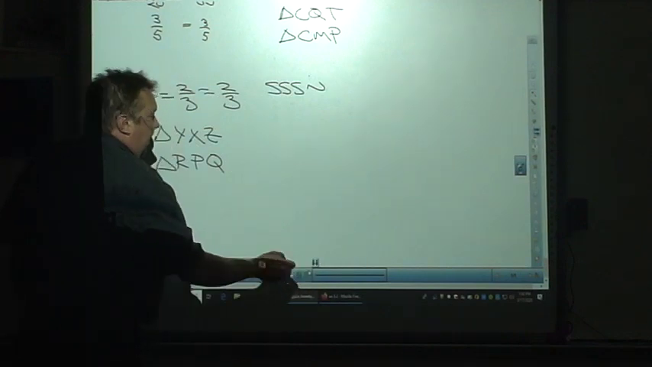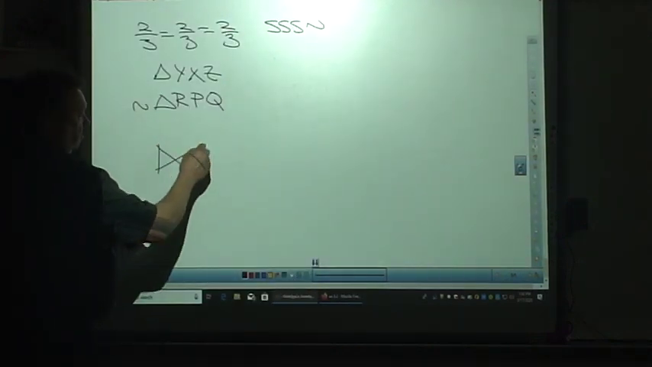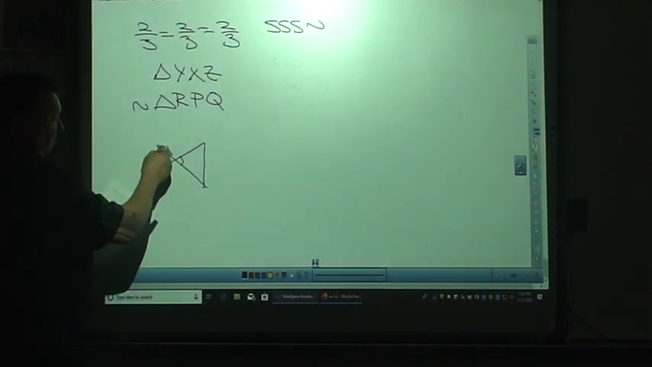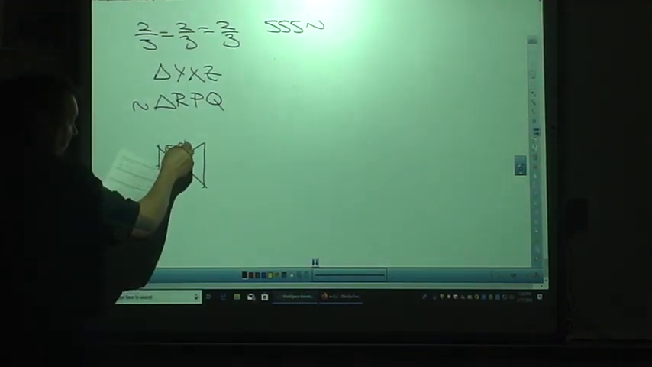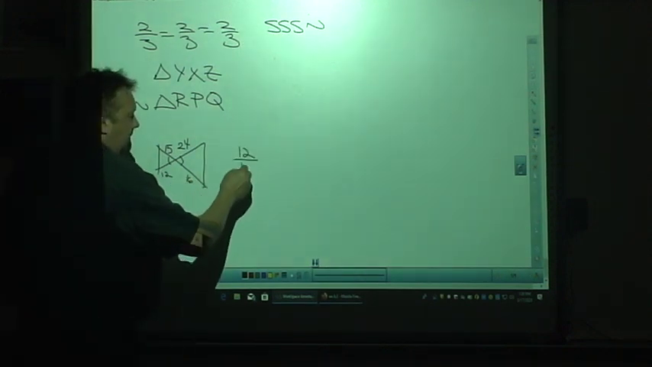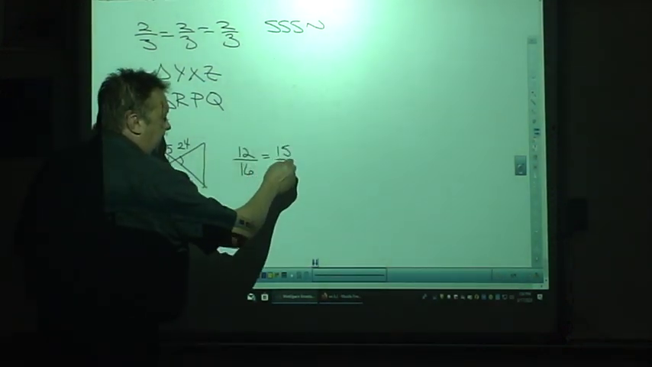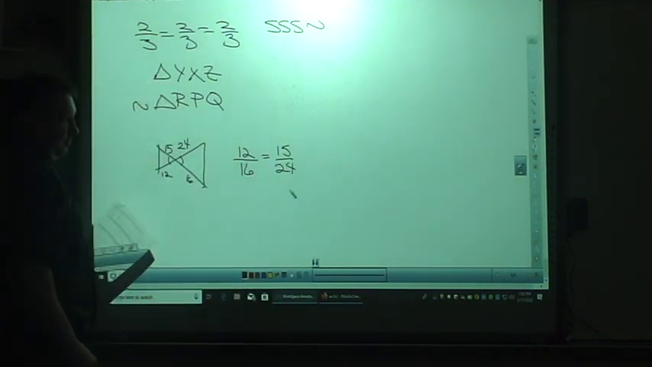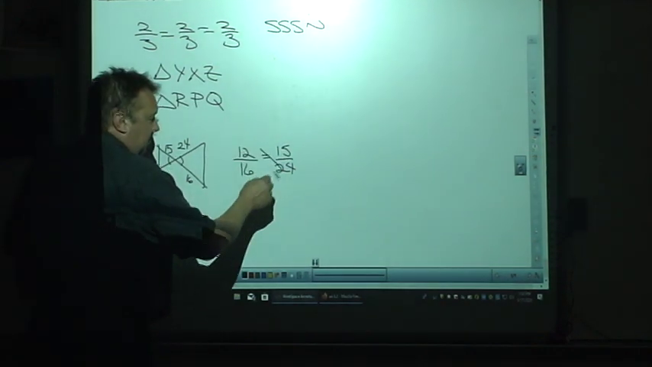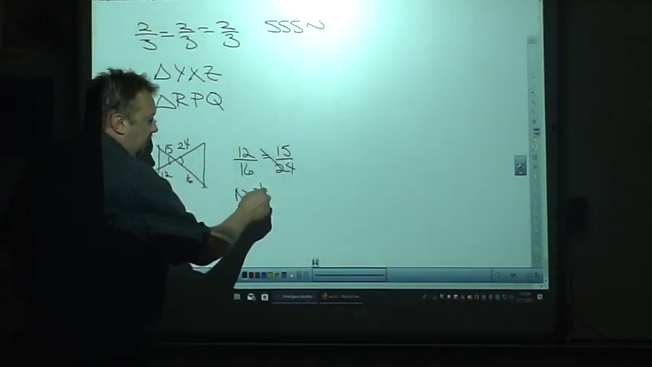Last one, you have vertical angles that are the same. So you need to check small side to small side, big side to big side. So you need to check if 12 over 16 equals 15 over 24. That is not true. Those do not cross multiply. Not similar.